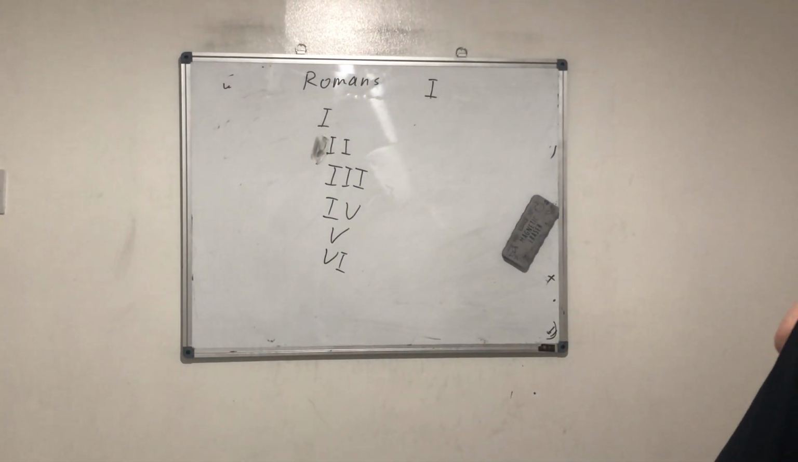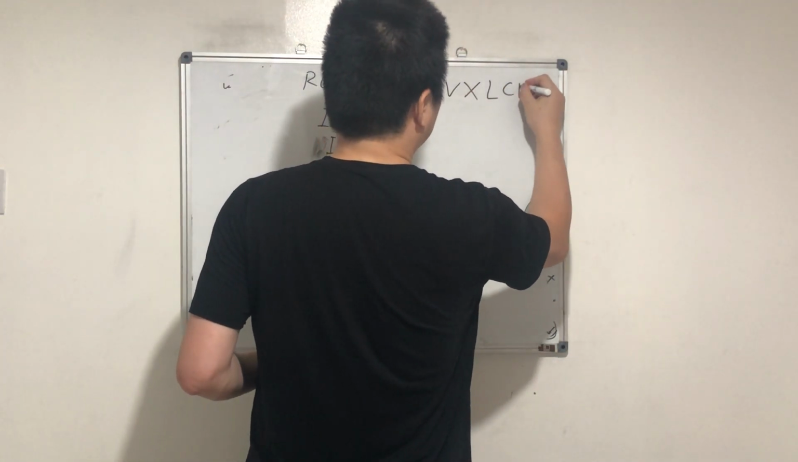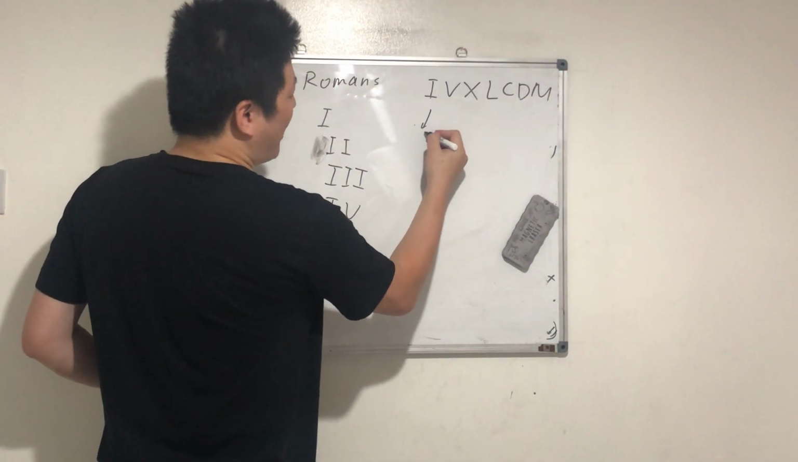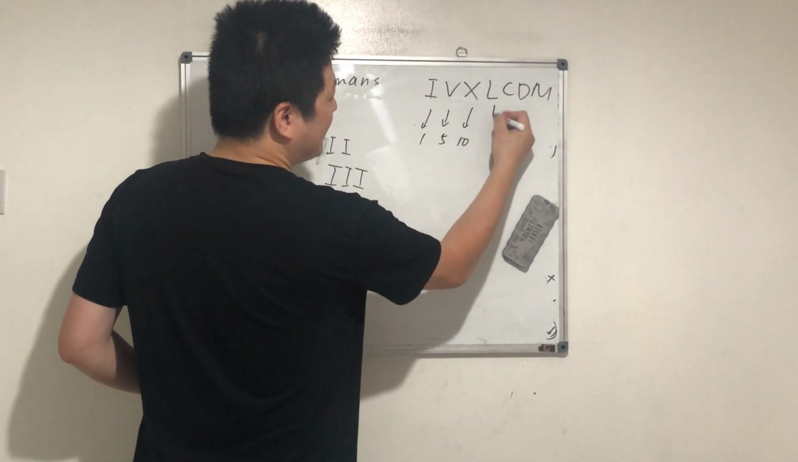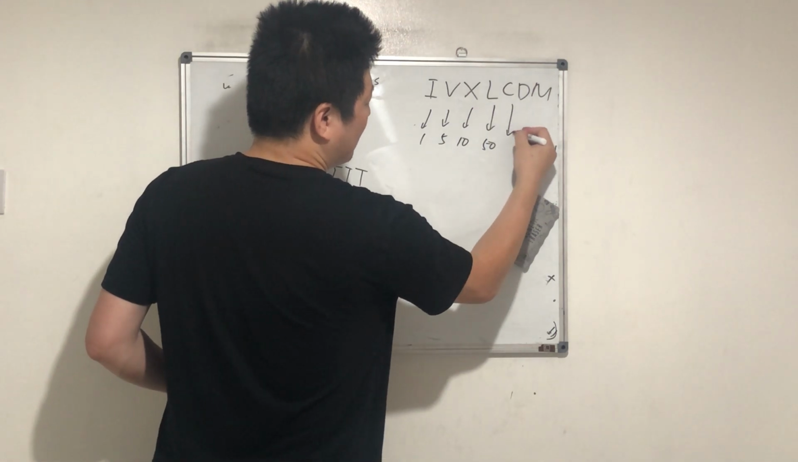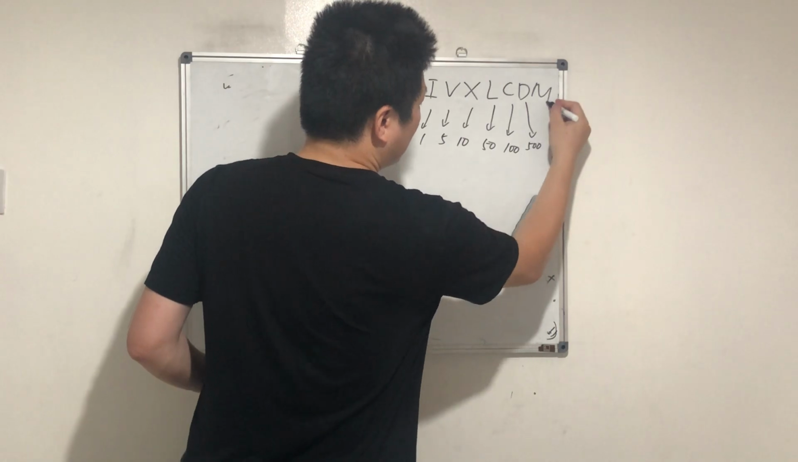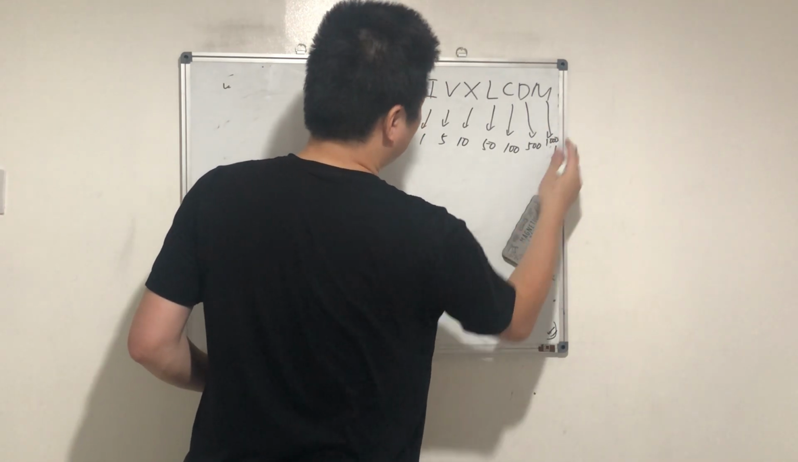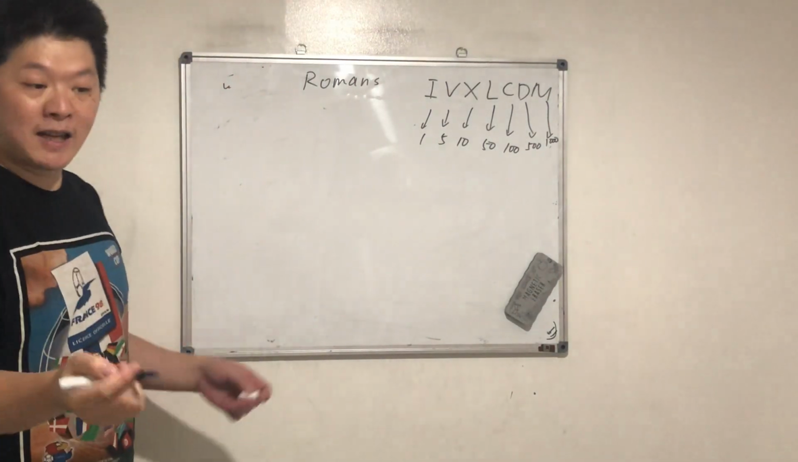What letters do you have? I, V, X, L, C, D, M. Well done. So this is 1. This is 5. This is 10, and this is 50, 100, 500, 1,000. Well done. Wow, you're getting there. So you already know. That's even better.